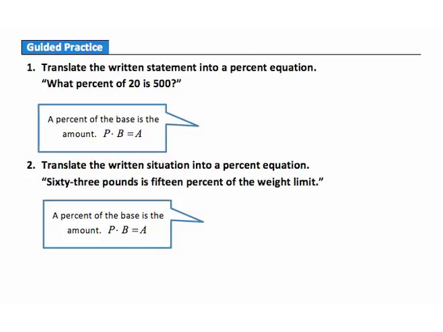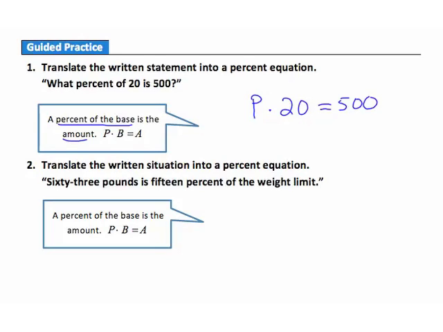Question 1. Translate the written statement into a percent equation. What percent of 20 is 500? And again, we're thinking a percent of the base is the amount. So we're looking for the percent of the base. The percent is unknown. What percent? So we'll use a capital P for what percent. And then of 20, that means we're taking the percent times the base, which is going to be 20, equals 500.